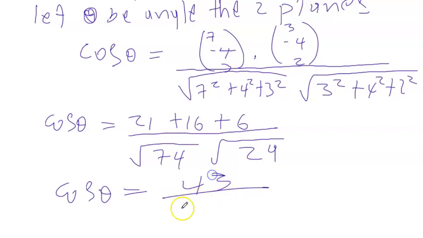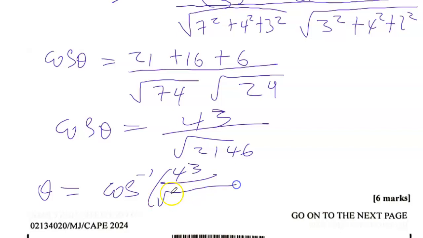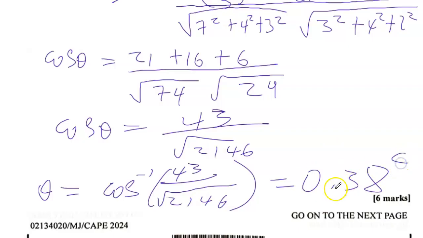Over the square root, remember that root A times root B is root AB, so we can just multiply the two values there. So 74 times 29, that's 2146. The theta, which is the angle between the two planes, is cos inverse of 43 over root 2146. And the angle should be in radians, so you put them out in radians. I'm using 2 decimal places, 0.38 radians.